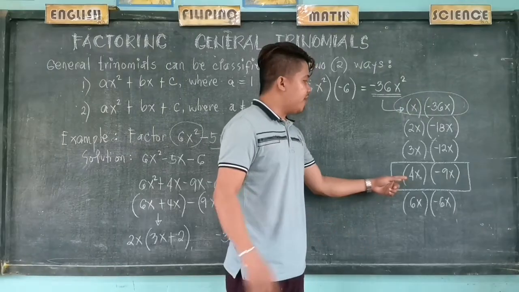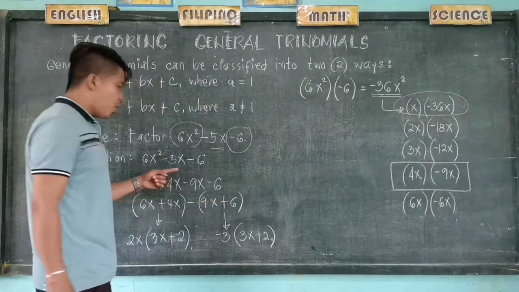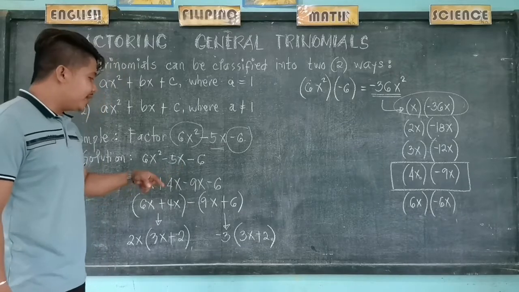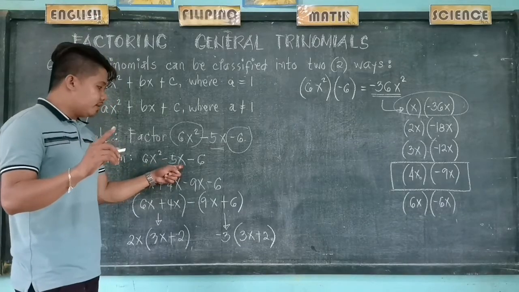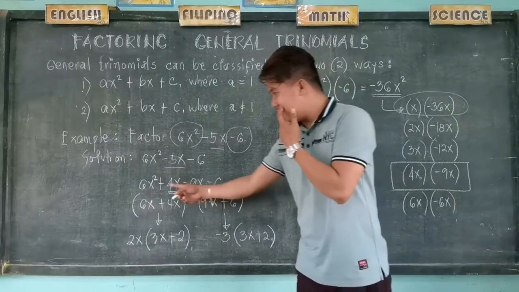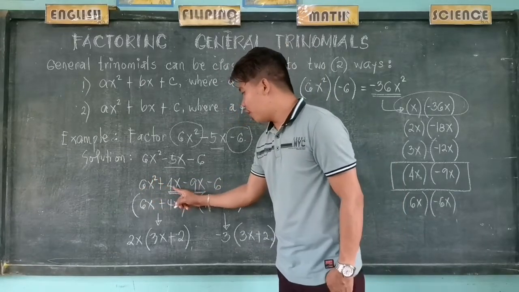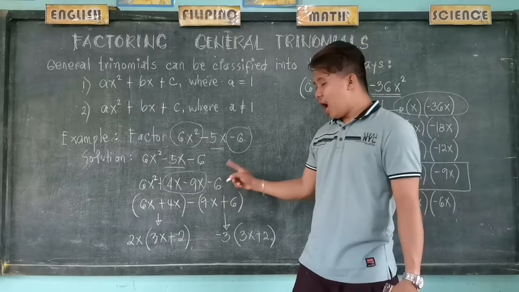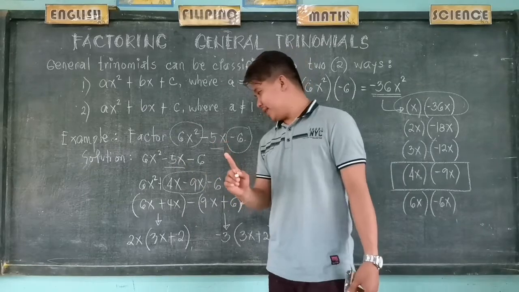Now, let us replace this factor into the middle term of the given equation. So the middle term is negative 5x. We will replace it by the factors. So this will be the result: 6x squared plus 4x minus 9x minus 6. After replacing the linear term, we will group it.